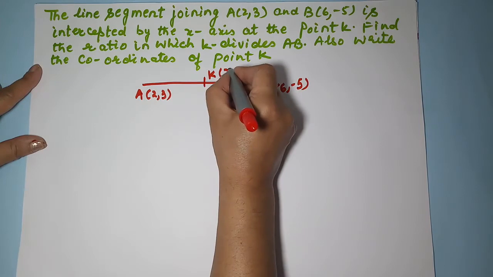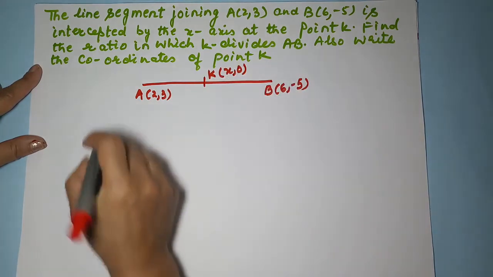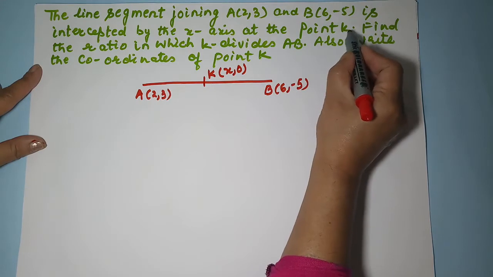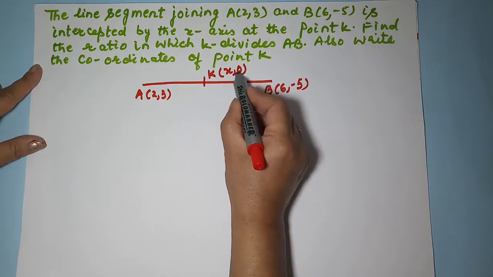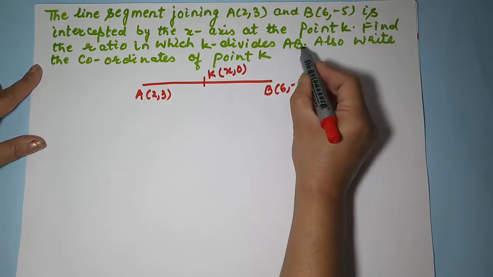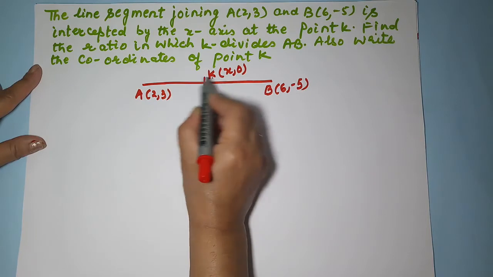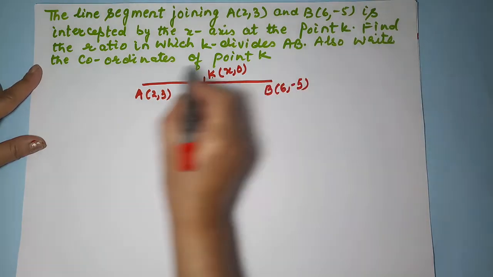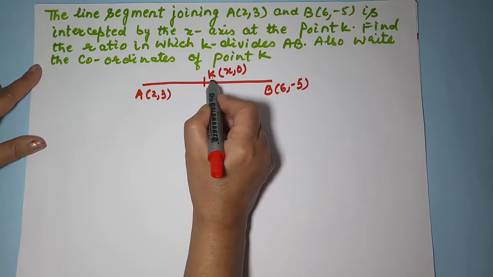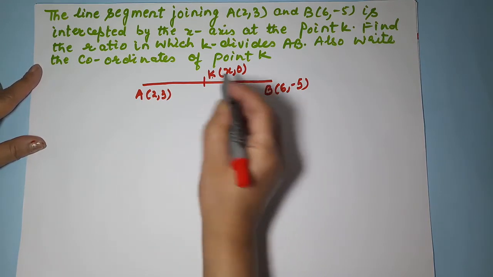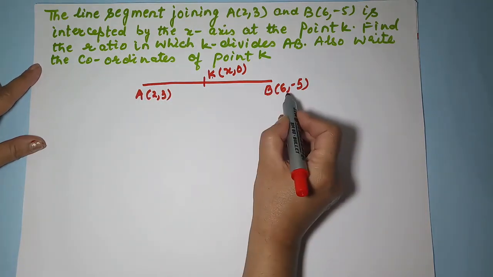So what will be the coordinates of point K? It will be (x, 0), right? Because if it is intercepted by the x-axis, the coordinates of point K will be (x, 0). It won't have any y coordinate. Find the ratio in which K divides AB, and also write the coordinates of this point K. So let's first proceed to find the ratio in which K divides AB, right?